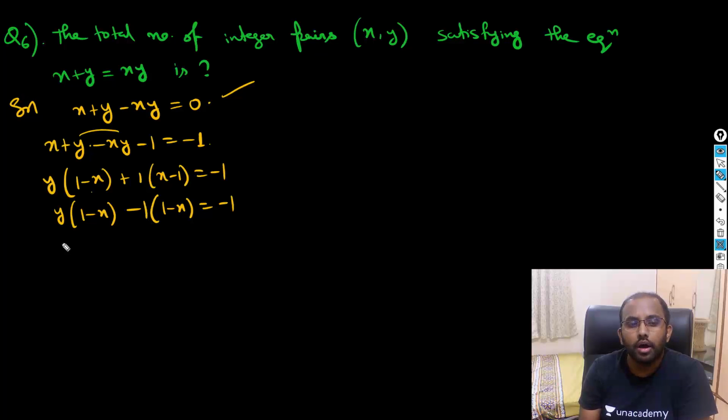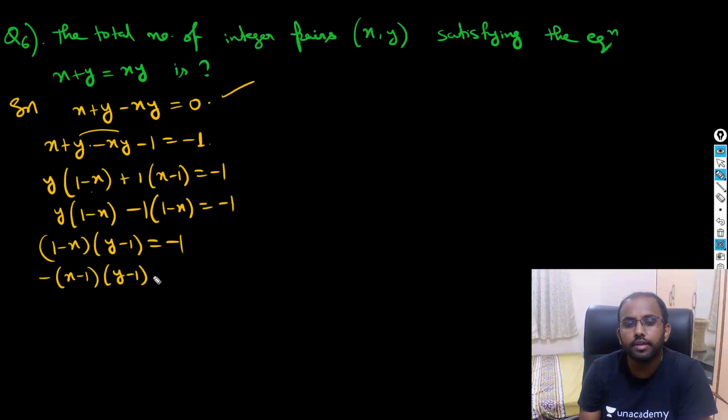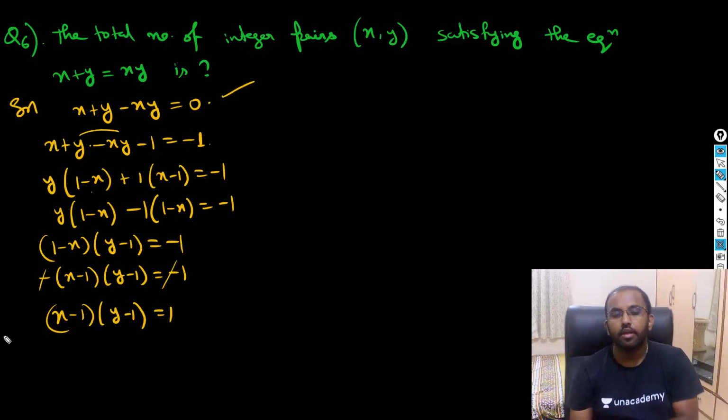Now it basically becomes 1 minus x into y minus 1 is equal to minus 1. Just again reverse it, minus of x minus 1 into y minus 1 is equal to minus 1. Cancel this minus sign, that means x minus 1 into y minus 1 is equal to 1. That's one way of factorizing it, right?